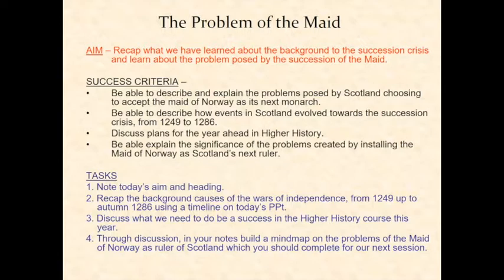We're going to have a wee look back and recap how we got to this point so far, so looking at how the succession crisis has evolved from 1249 through to 1286, and we're going to look forward to discussing our plans in the year ahead in the High History course. So where have we got to so far in the course?